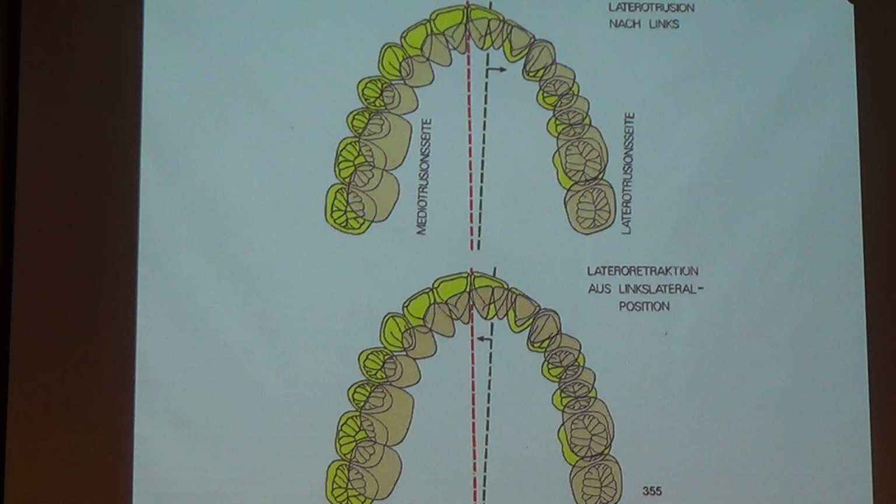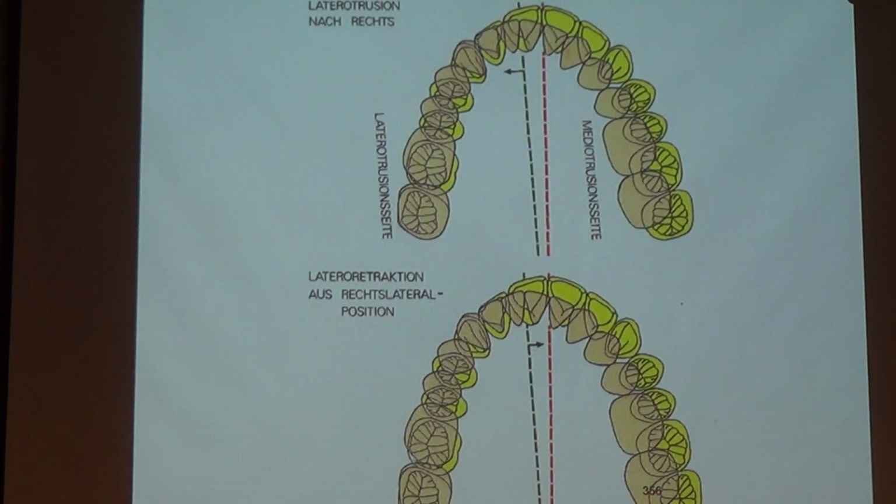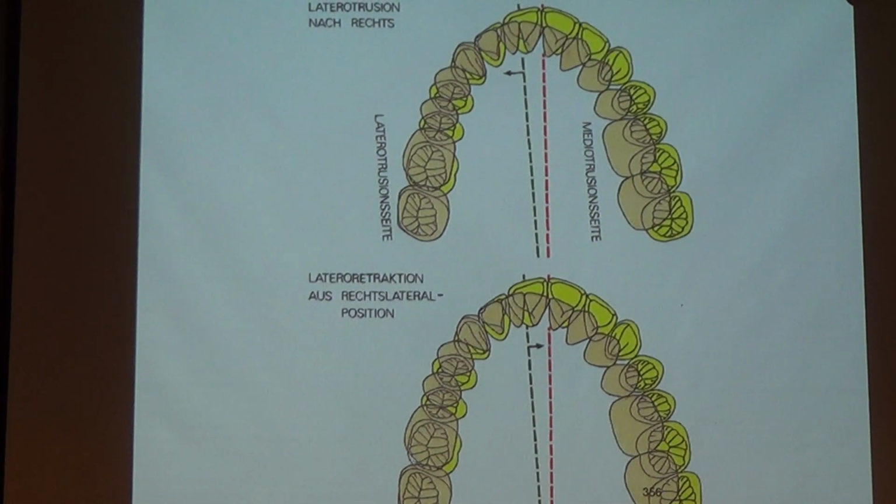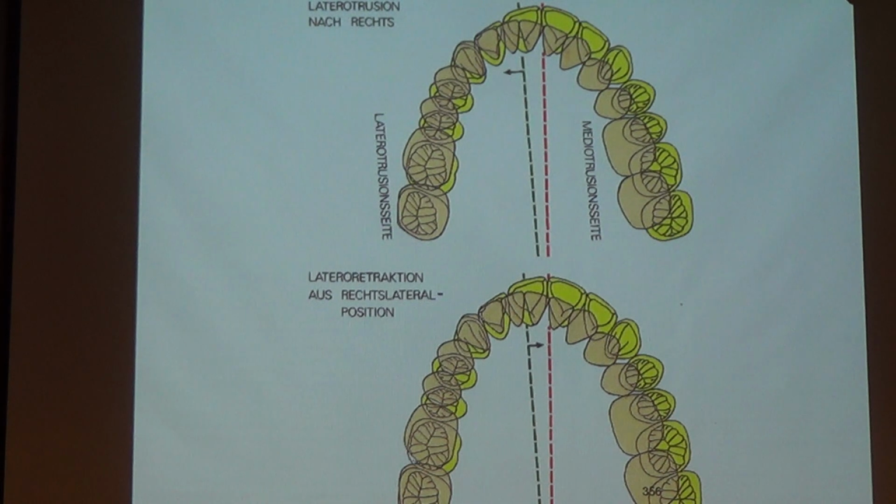Okay, and now the patient goes here and gets back. The other side is like this. Lateral occlusion is the side the lower jaw slides toward, which is the working side, while the other side is the non-working side. Don't ask me too much because my German stops here. And then lateral traction.